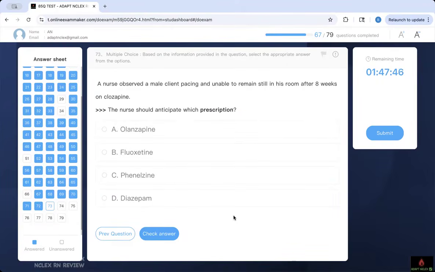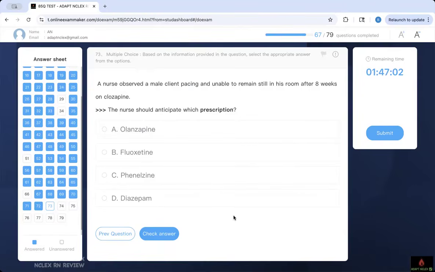I'm finishing this. And next: a nurse observed a male client pacing and unable to stay still in a room after 8 weeks on clozapine. The nurse should anticipate which prescription? What do you think? Olanzapine, fluoxetine, phenytoin, and diazepam. Think about it. Which answer choice will you pick? Look at it. Break down the question.